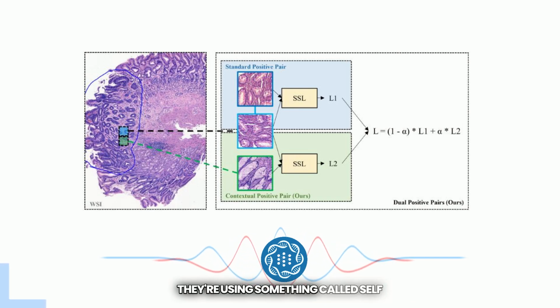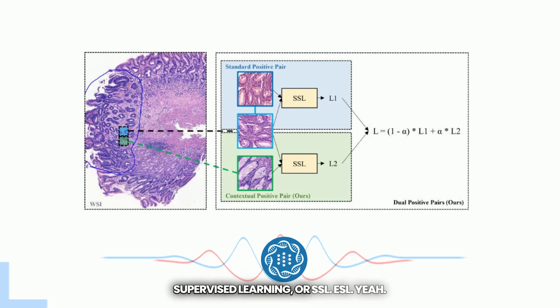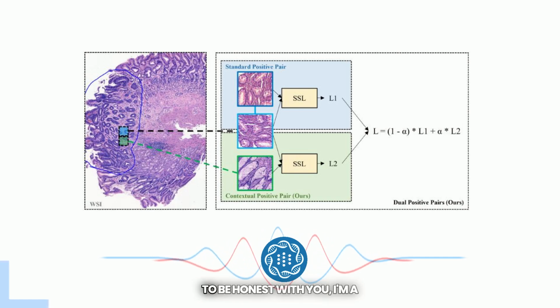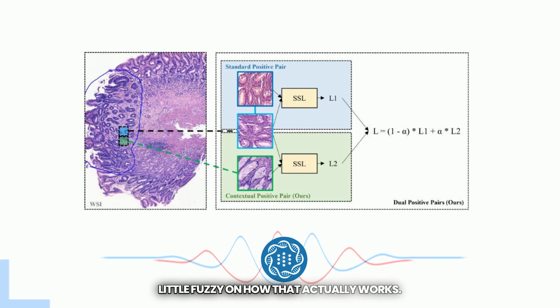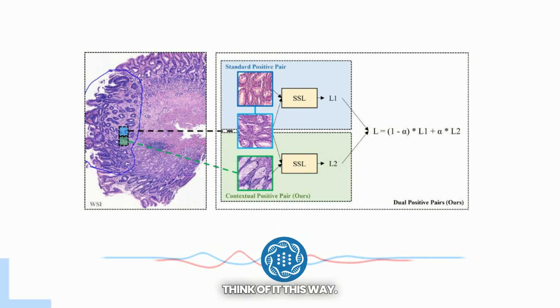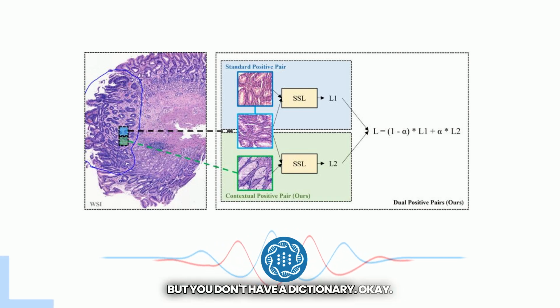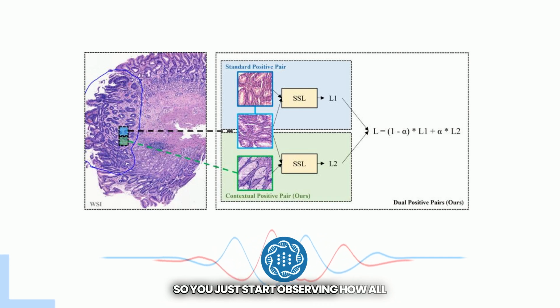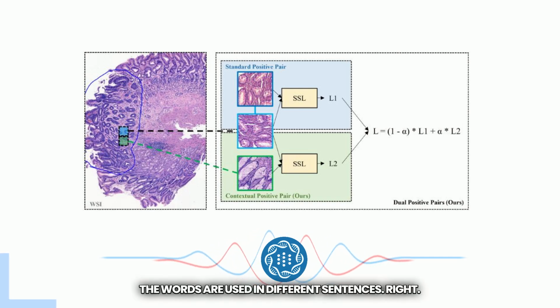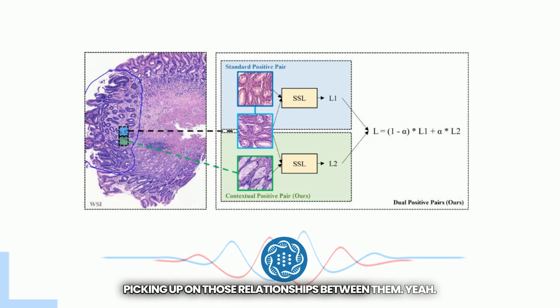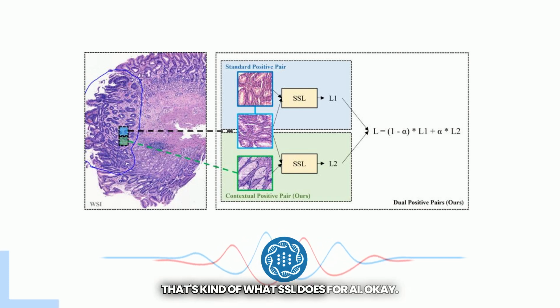They're using something called self-supervised learning, or SSL. To be honest with you, I'm a little fuzzy on how that actually works. Can you help me out here? Think of it this way. Like you're trying to learn a new language, but you don't have a dictionary. So you just start observing how all the words are used in different sentences, picking up on those relationships between them. That's kind of what SSL does for AI.